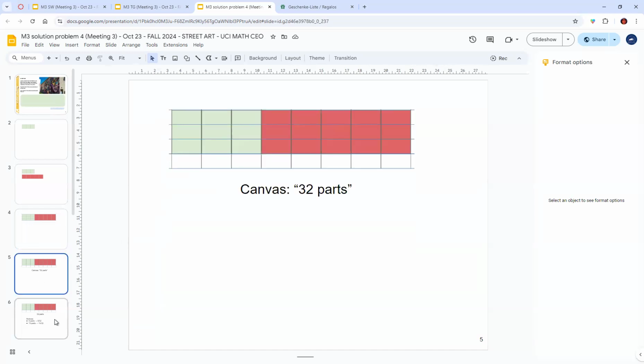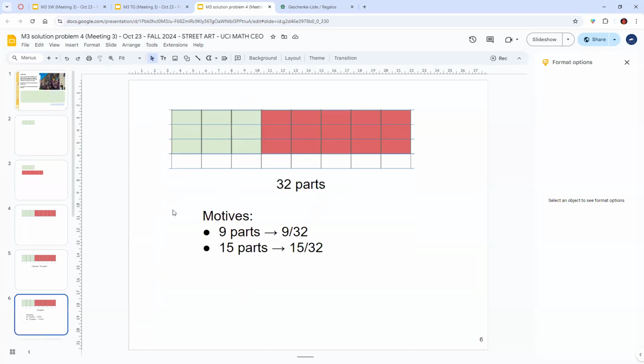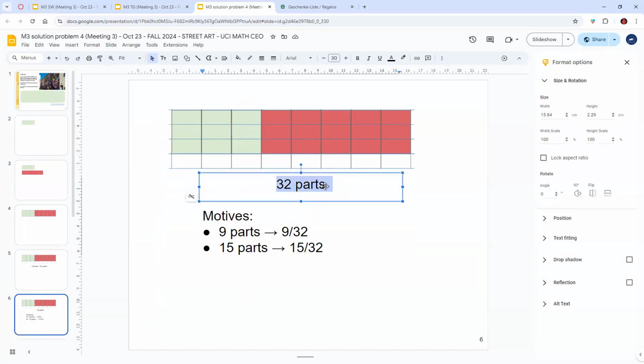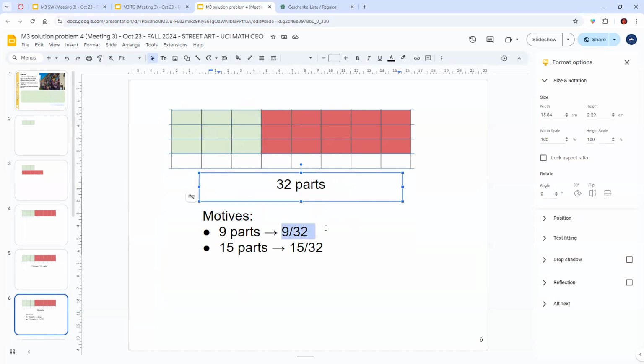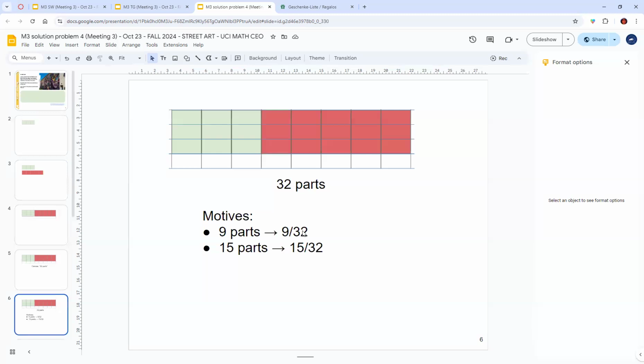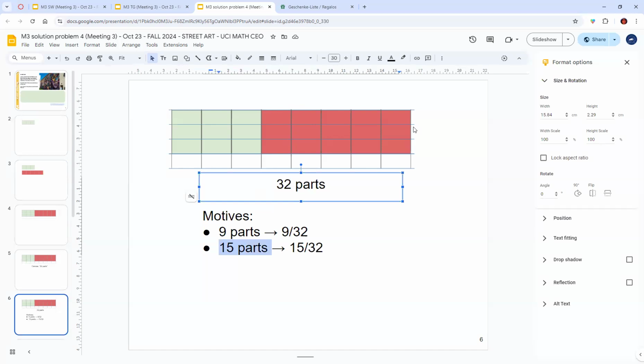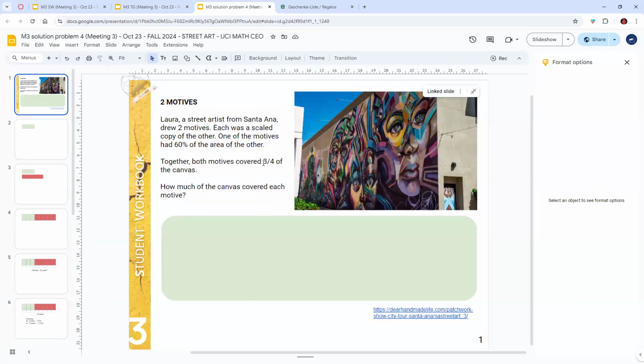What do we do now? Well, we just count. We have these parts or bricks, and the whole thing is made of 32. For the motifs, the first one will have 9 parts, and that's 9 over 32. So that's the relative area of the first motif. And the second, same idea, 15 parts, so 15 over 32. Of course, 15 plus 9 is 24, and 24 over 32 is actually 3/4. So we are good with the problem.